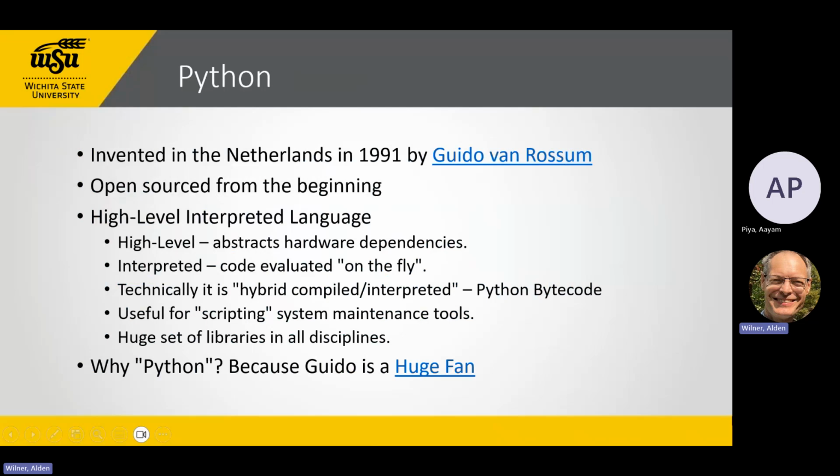Python was originally invented, or written, in 1991 by Guido van Rossum. He's the Benevolent Dictator for Life of Python, except he retired. So anyhow, he created it as an open source programming language.